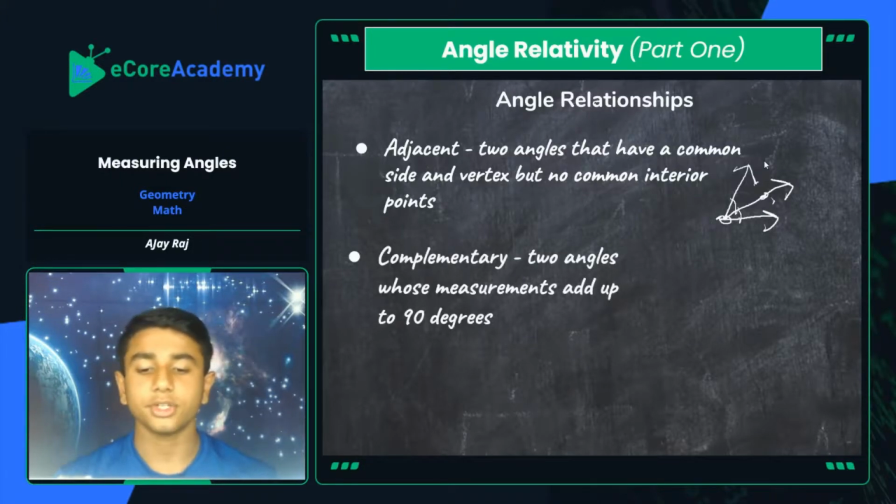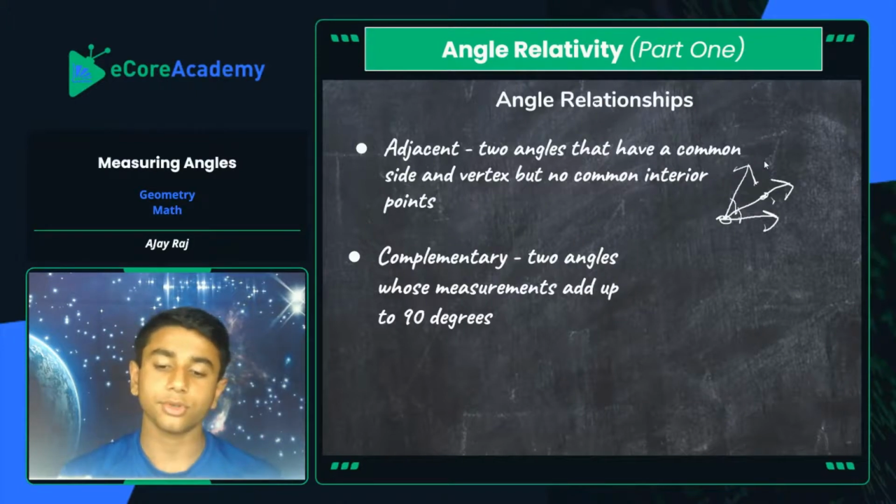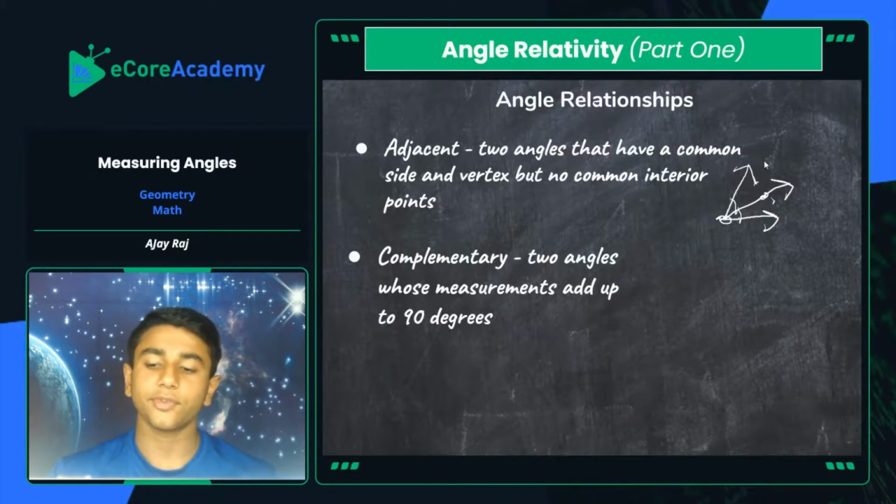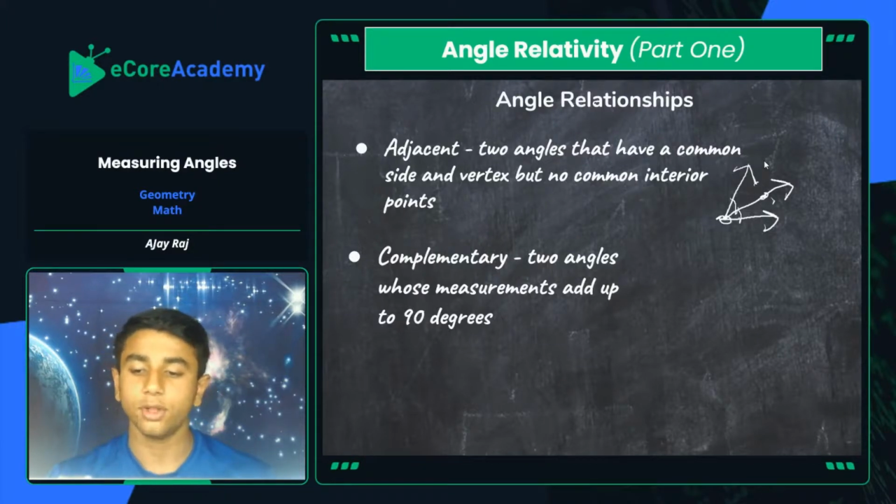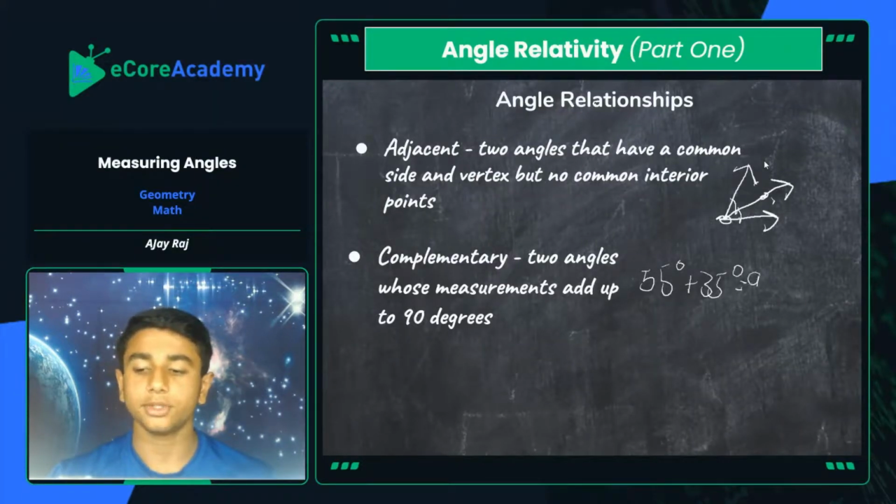Another angle relationship we have here is our complementary angles. And two complementary angles are two angles whose measurements add up to 90 degrees. So if you're given an angle with, say, for example, 55 degrees and 35 degrees, that would equal 90 degrees. So that means that these two angles are complementary. It's a very simple concept.